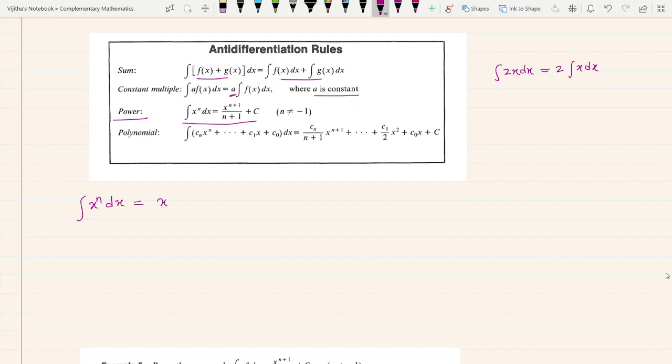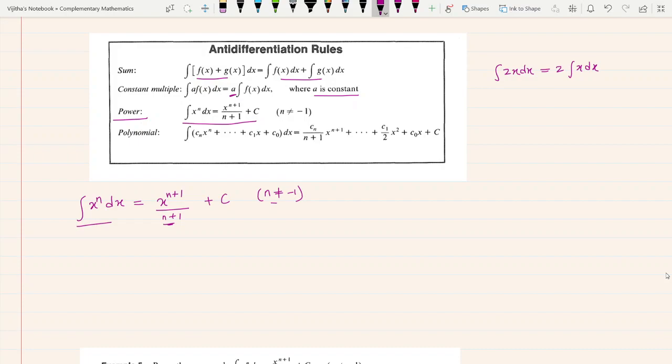The power rule says that it is x raised to n plus 1 by n plus 1 plus c, where c is a constant. And n is not equal to minus 1, because if n is minus 1, then this denominator becomes 0. Okay, so this quantity will not exist. So for n not equal to minus 1, integral x raised to n dx is x raised to n plus 1 by n plus 1.